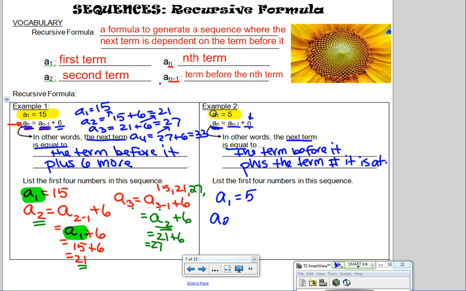So A2 equals the term before it plus the term number that this number is at, and we are at term 2. So that means we're going to add 2 more to that, and that's 7. A3 equals, again, the term before it, which is now 7, plus the term number you're at, which is the third term.